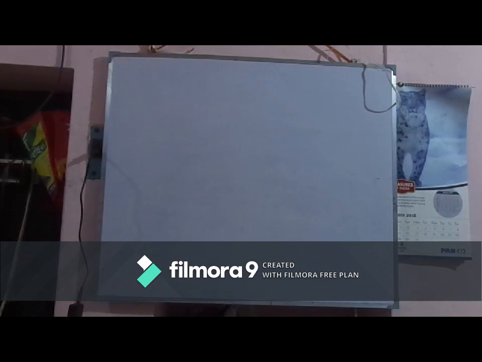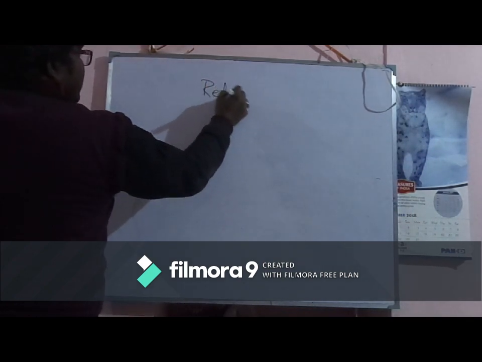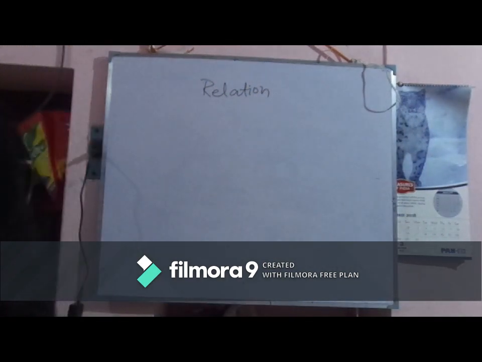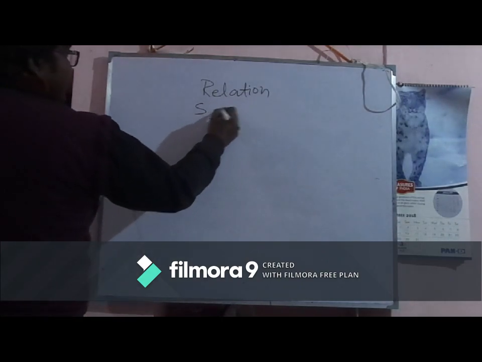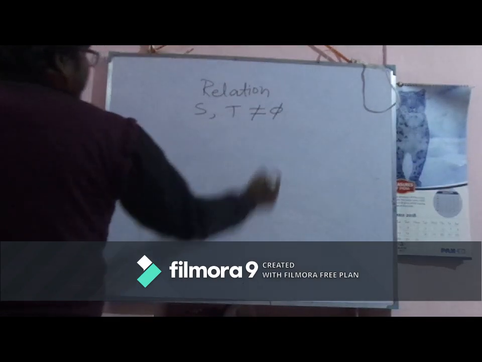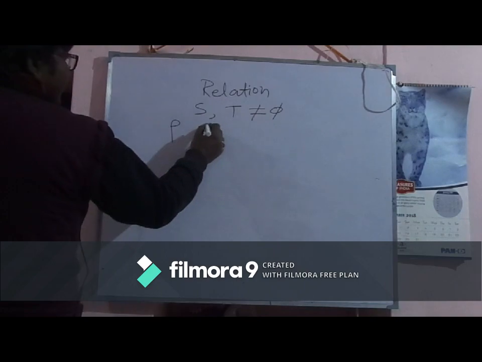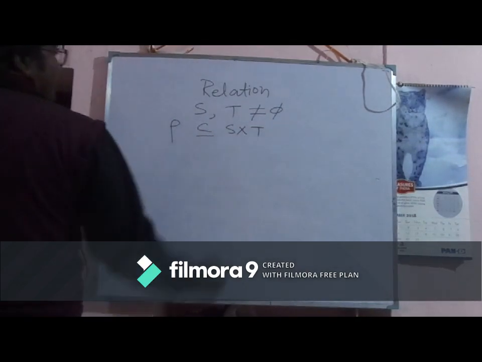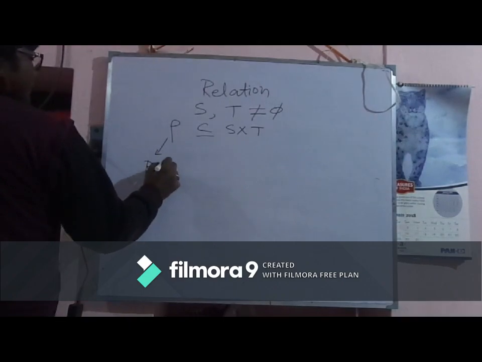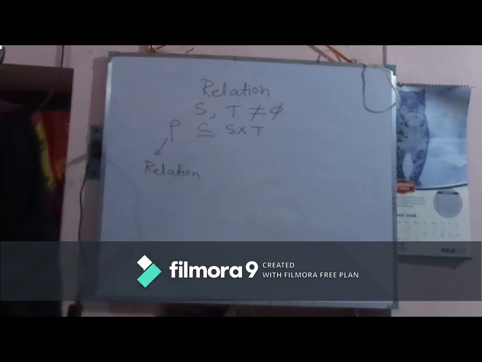Now I discuss the relation on a set. At first, I define relation on two non-empty sets. Suppose S and T are two non-empty sets. Then any relation between S and T is a non-empty subset of the Cartesian product of S and T. That is, if rho is a subset of S cross T, then rho is called a relation between S and T.